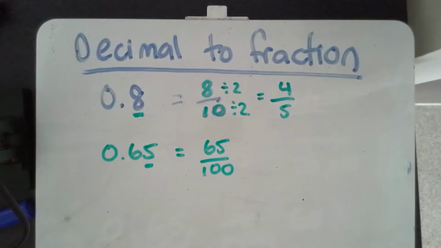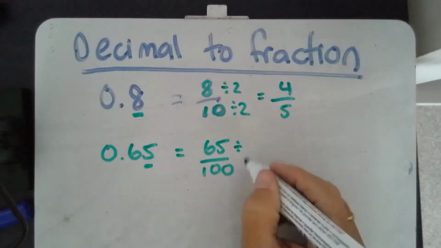So when we divide a number by 100, we actually move the decimal back the other way. So to divide 65 by 100, you would go bang, bang, and you'd end up with 0.65, which is what we started with. Okay, can we simplify this?